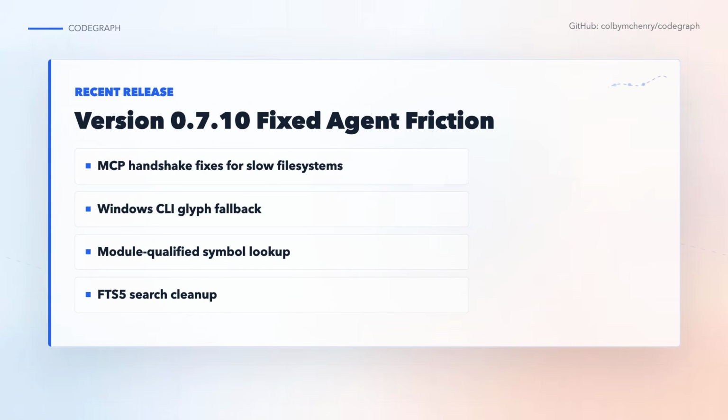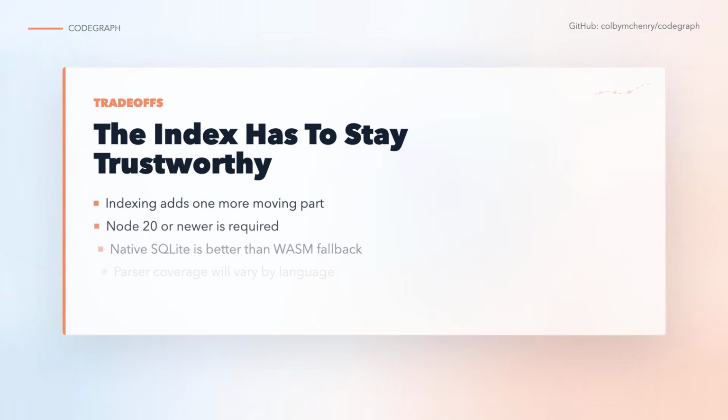The latest GitHub release is worth calling out because it fixes practical integration problems. Version 0.7.10 improved the MCP handshake on slower file systems, added safer Windows CLI output, and tightened module-qualified symbol lookups. Those are small details, but they matter when the tool has to sit between a real codebase and an agent client every day.